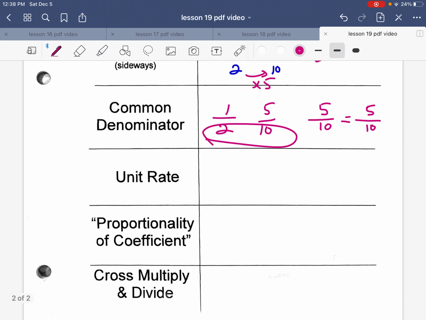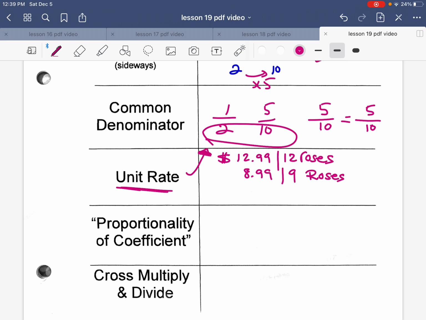Another one, unit rate. Now, unit rate in this case, I can't really use the same type of situation as up top. So let's say I'm talking about money, and I have two different scenarios. Let's say it's $12.99 for 12 roses. And my other one is only $8.99, but they're only selling it in packs of 9 roses. To know which one is better, I need the unit rate, how much per rose.